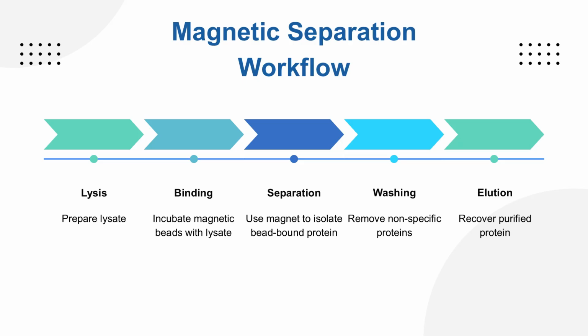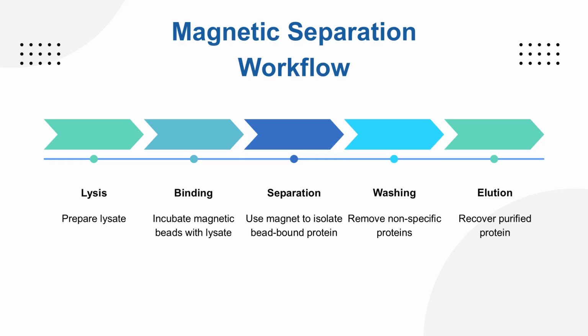Let's go through the main steps of purifying recombinant proteins using magnetic beads. We start with cell lysis, where cells are broken open using a buffer that preserves protein structure and function. Next, the lysate is incubated with functionalized magnetic beads. These beads are coated with specific ligands or antibodies that bind to the target protein during incubation.